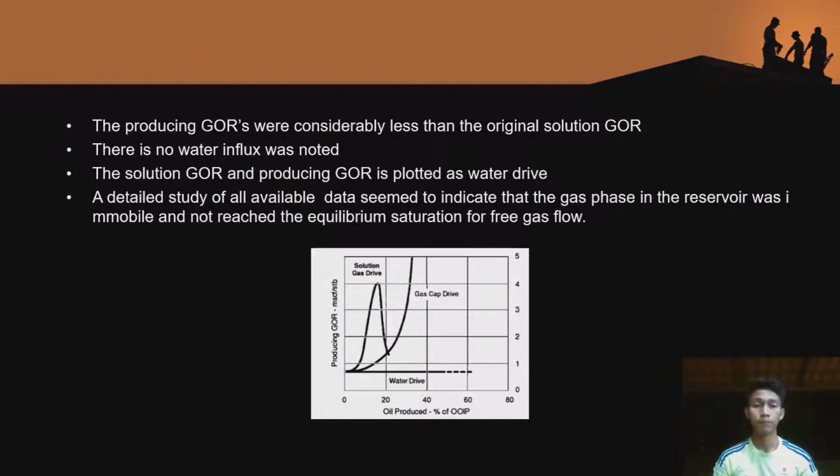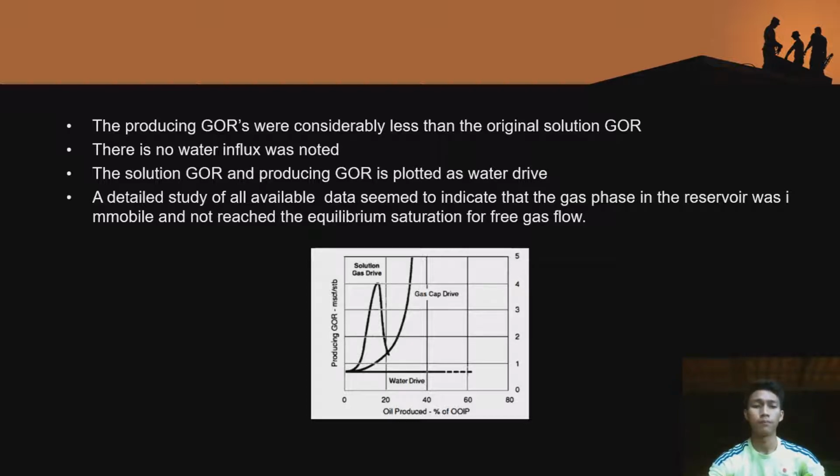From the paper, it resulted that the producing GOR was considerably less than the original solution GOR, and it stated that no water influx was noted. The solution GOR and producing GOR are plotted as water drive. Why? A detailed study of the available oil data seemed to indicate that the gas phase in the reservoir was immobile and had not reached the equilibrium saturation for free gas flow.